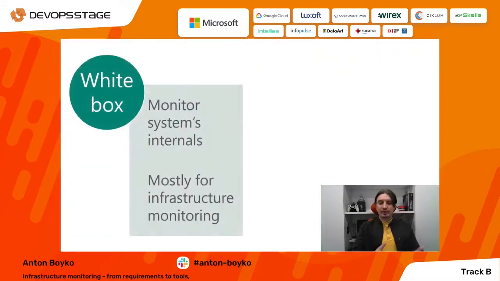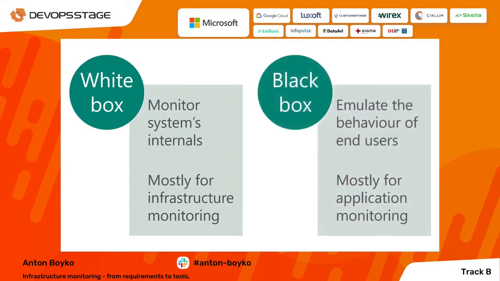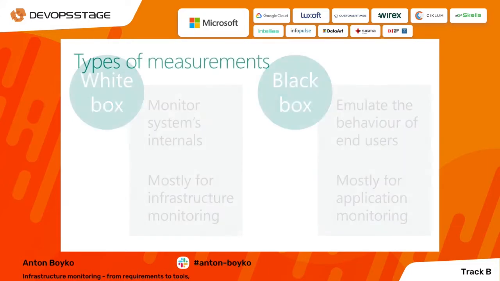It's also important to know that when we're talking about monitoring, it can be white box monitoring, so we can monitor the system internals, and this is mostly suitable for the infrastructure monitoring that we are talking about today, or we can do black box monitoring when we're basically mimicking the behavior of the end user, and of course it's a bit more suitable for application monitoring. So today, as I was saying, we will be focusing more on the white box part of it.